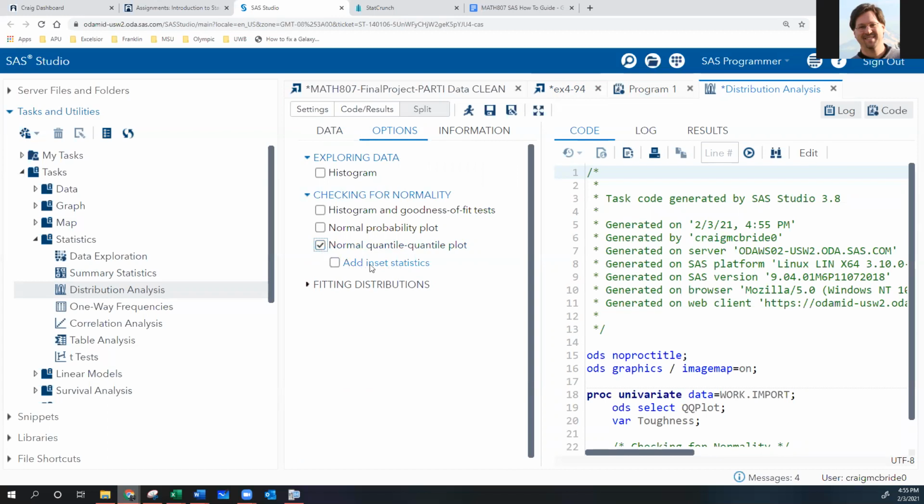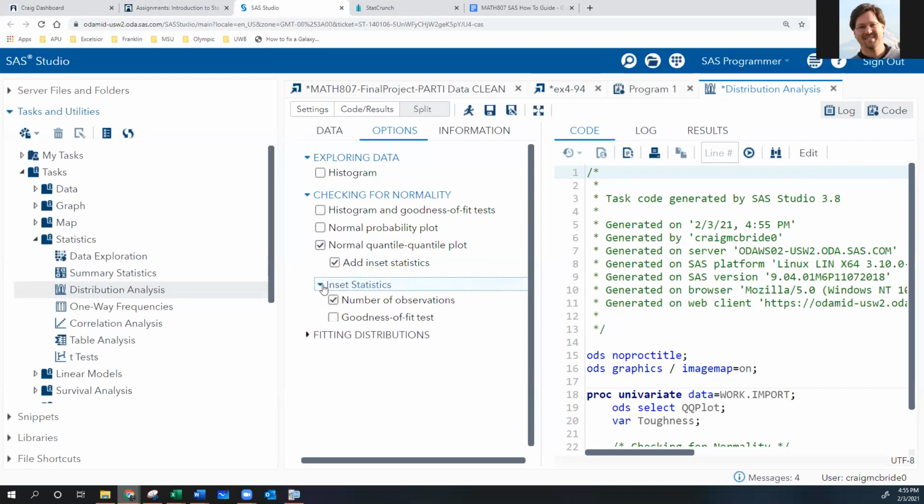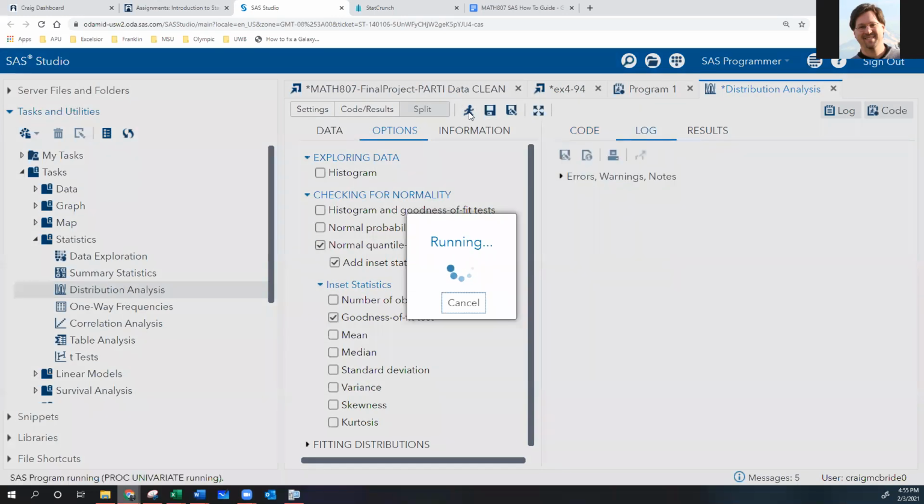Once you do that, it asks you if you want to inset the statistics. You go, yes, please. And then down here, it says, okay, what statistics do you want to inset? So you open up that and you go, well, I want to do a goodness of fit test. Because that will give me the correlation and the p-value. And that's all you got to do. And then run it.